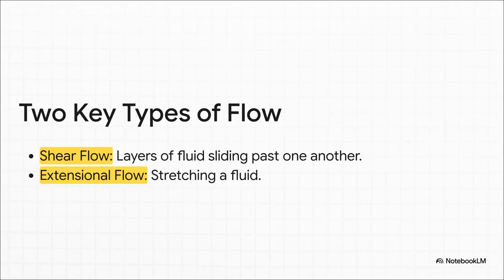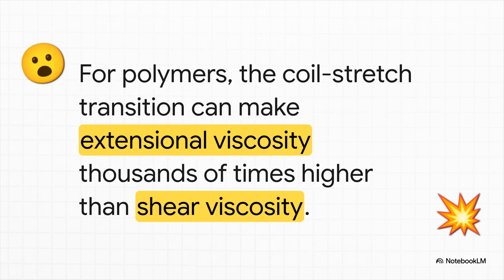Now, flow itself isn't just one thing. We can break it down into two main types. First, you've got shear flow. Just picture spreading honey on toast. The layers of honey are all sliding past one another. Then you've got extensional flow, which is all about stretching. Think about pulling a super long string of cheese off a slice of pizza. That's extensional flow.